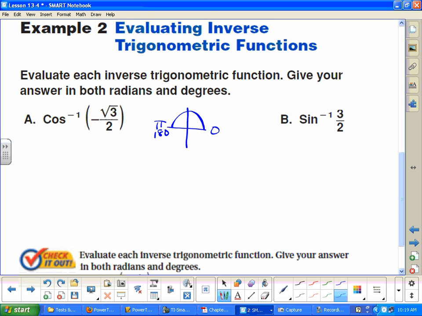Is cosine x or y? Or is it the one on the outside? It's x, okay? So we're in the top part of the unit circle. And where is x negative? Is x negative in the first quadrant or the second? Second, okay? They're both positive in the first, so it's negative in the second. So look for negative square root of 3 over 2 in the second quadrant.